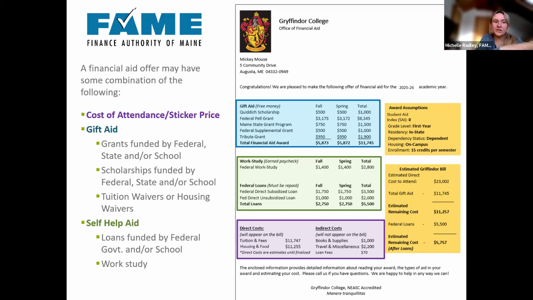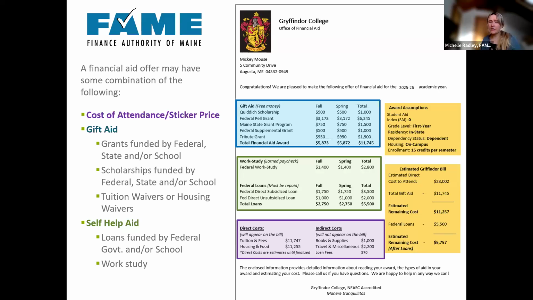So I've highlighted each piece here based on color coding, but you'll see in the purple at the very bottom of the award is what you're seeing for cost of attendance and sticker price information. So you'll see one column that's direct cost and one that's indirect costs. When you're looking at those two separately, typically how I explain them is anything that appears on the bill versus things that won't appear on the bill.